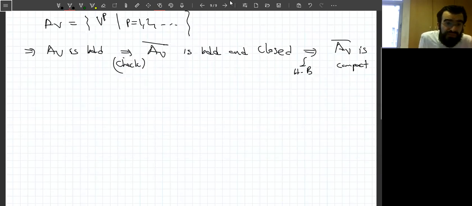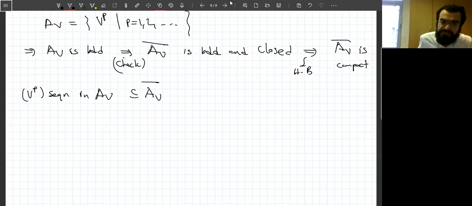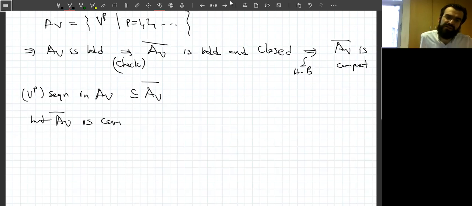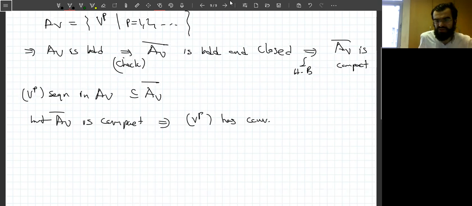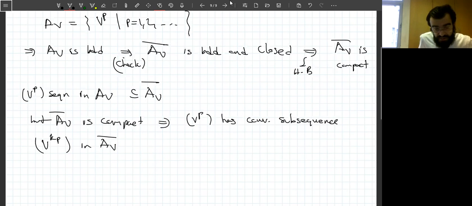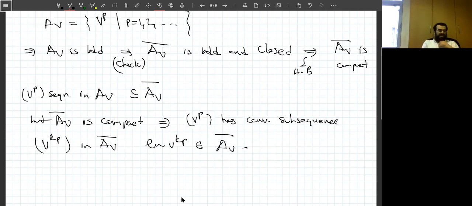So the sequence v^p is in A_v, so in fact in the closure of A_v, but the closure of A_v is compact, which implies v^p has a convergent subsequence v^{k_p} in the closure of A_v, and the limit of v^{k_p} as p goes to infinity belongs to the closure of A_v. Up to you, do you have any question?